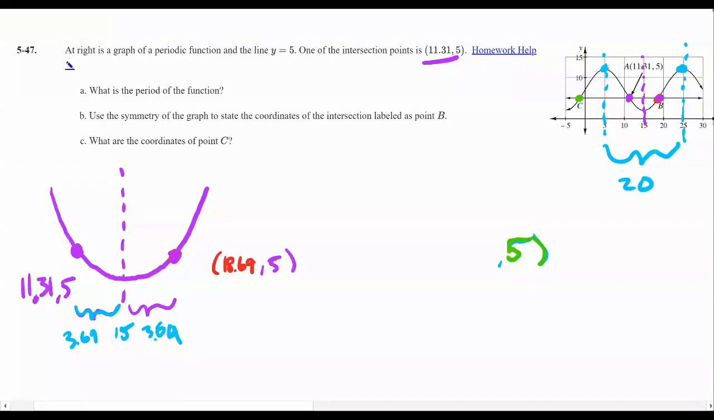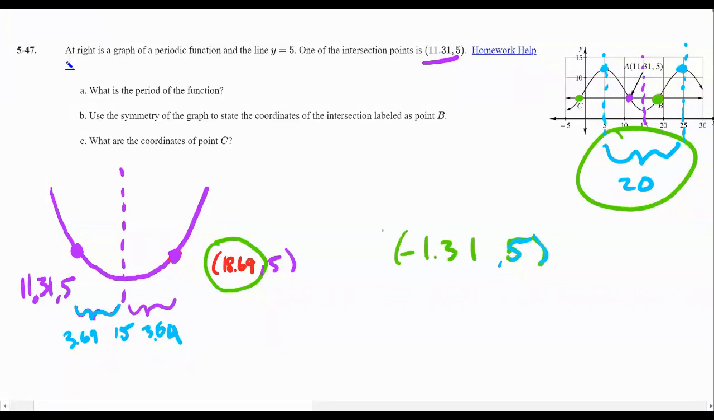For this one, what I notice is that it's one period away from B. If we notice that it lands on the same y value, it's in the same spot on the graph. Since I know the period is 20, I'm just going to subtract 20 from the x value of B. If we do that in a calculator, subtracting 20, I end up getting negative 1.31, so the coordinates for C are (-1.31, 5).